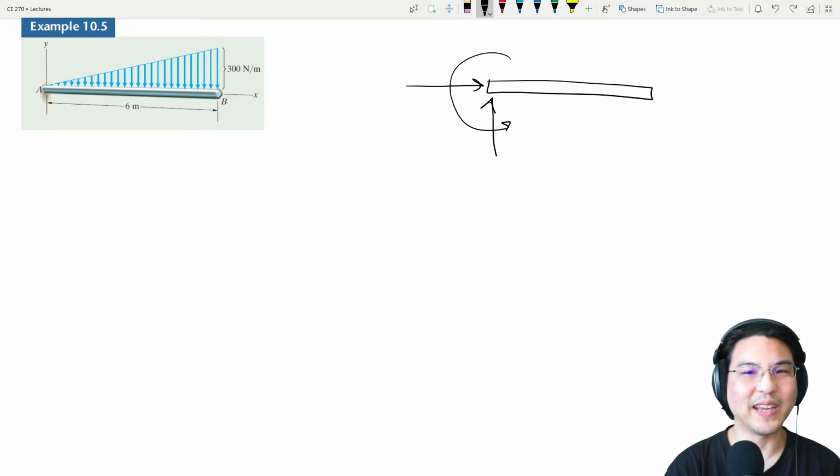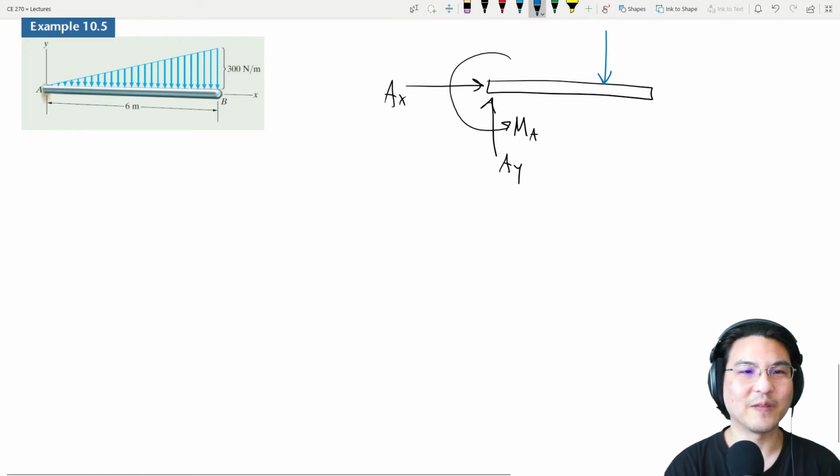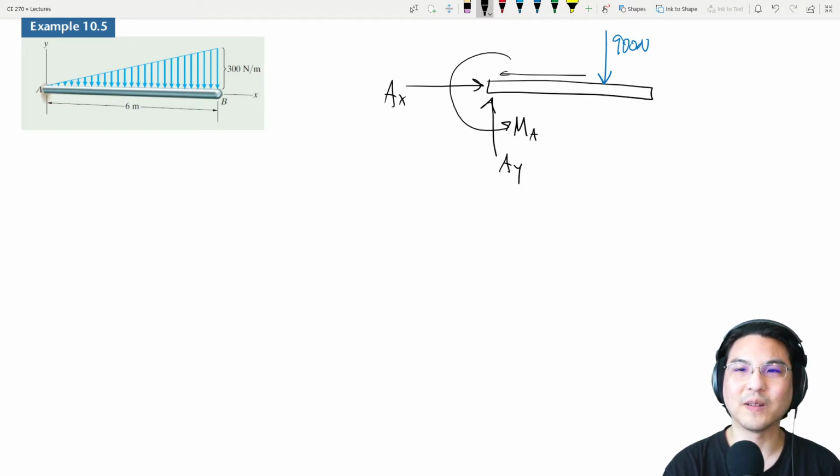So this is point A. I'll decompose this into X and Y and then some couple. And there's the distributed load here, but I will represent this distributed load as a single force, which is the area of the shape. So 1/2 base times height would be 900, located at the centroid of the shape. Here to here would be 2/3 of 6, so 4 meters. Here to here is 1/3 of 6, so 2 meters.